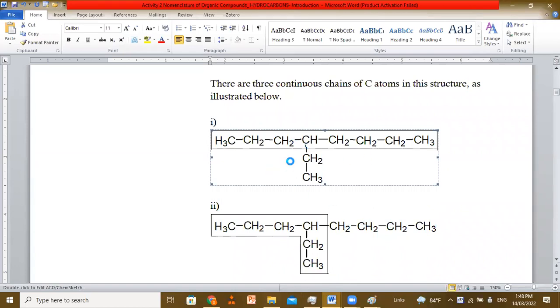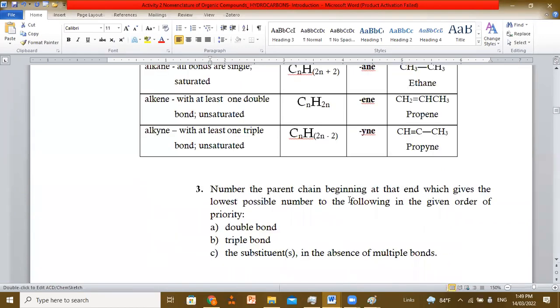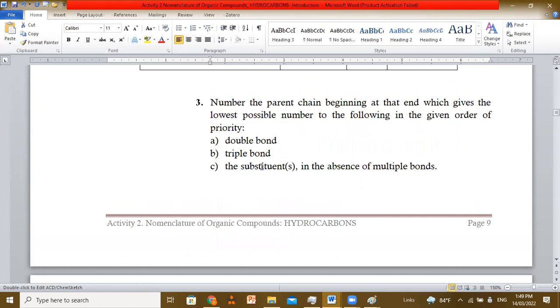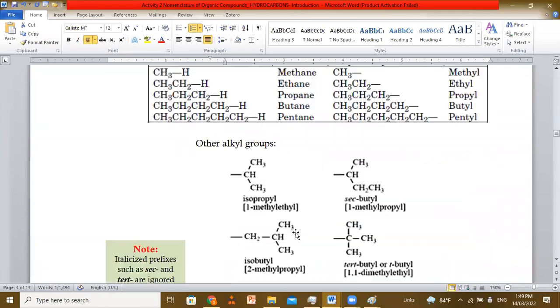Our next thing then is to determine what this branching is all about. We have already named the straight continuous carbon chain, but in the name, we also have to include the group of atoms that is not included in the continuous carbon chain. We call that our substituent. So the substituents are a group of atoms that are not included in our continuous carbon chain.